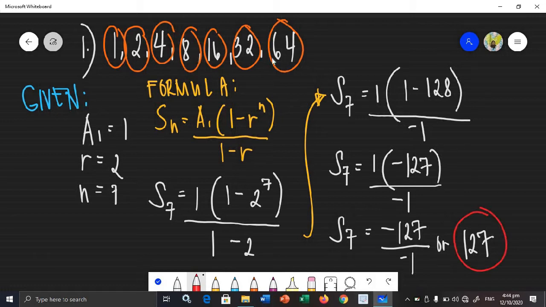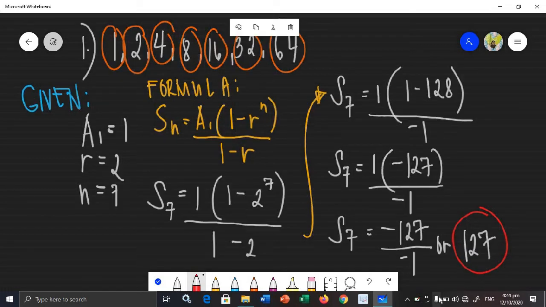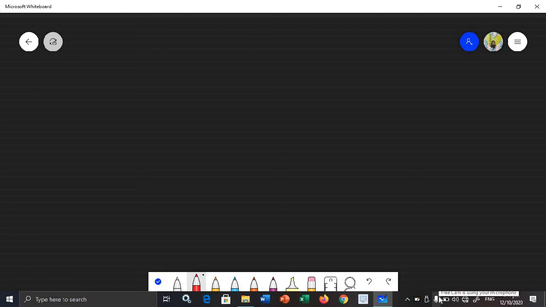127. So, when we add them all without using the calculator, the answer will become 127. Now, next we have number 2. So, let's solve number 2. I also listed the terms in the sequence, no? So, negative 2, 2, how many is this? 2, 4, 6, 8, 9.